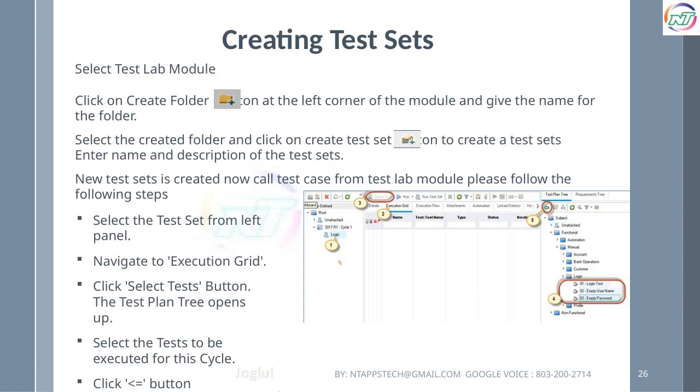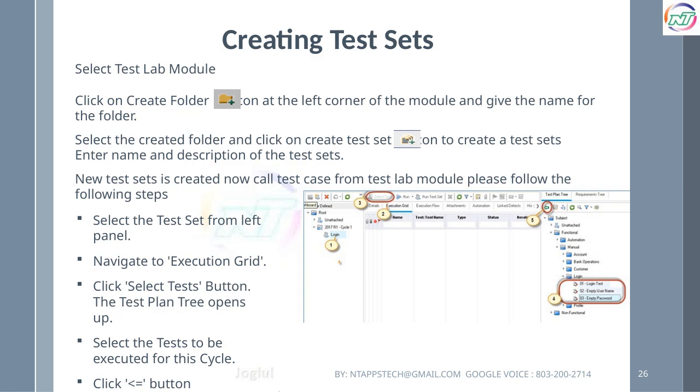Let's walk through creating test sets in the Test Lab module. First, you need to select the Test Lab module. Then click on the Create Folder icon located in the top left corner of the module. Give your folder a meaningful name to organize your test sets effectively. After creating the folder, select it from the list, and then click on the Create Test Set icon to start building your test set. You'll need to enter a name and a brief description for this test set, so be clear about its purpose.